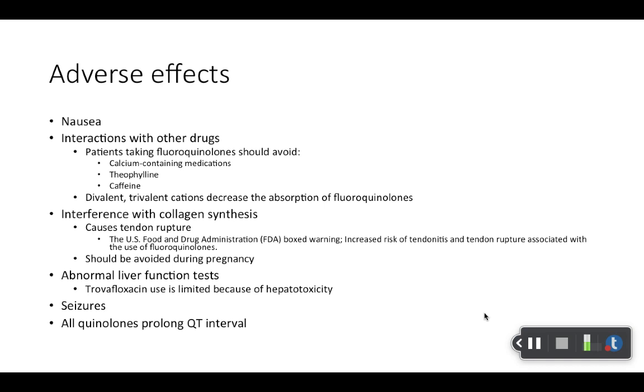And then also it should be avoided in pregnancy. It is a pregnancy category C, but it is something that they recommend to avoid in pregnancy. This is just because there have been some animal reproduction studies that have showed adverse events. And they do know that these fluoroquinolones do cross the placenta, and they have considerable concentrations that the fetus is exposed to.